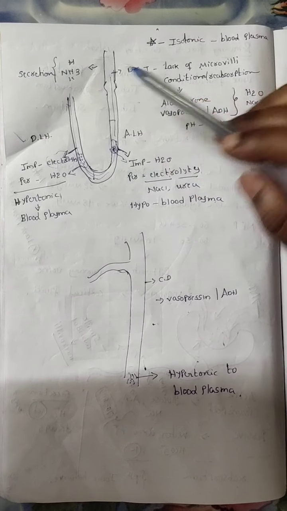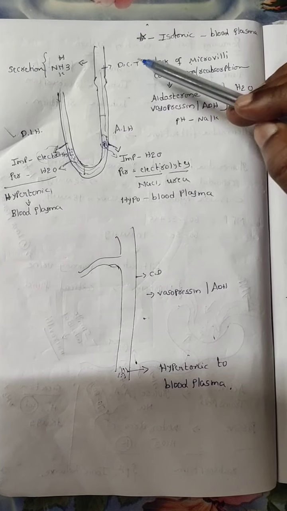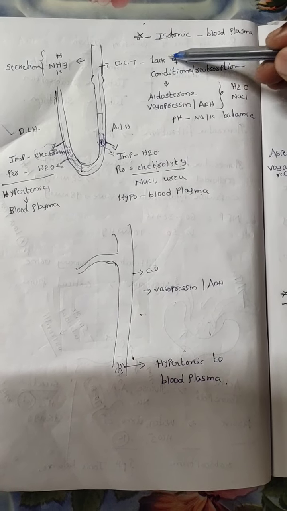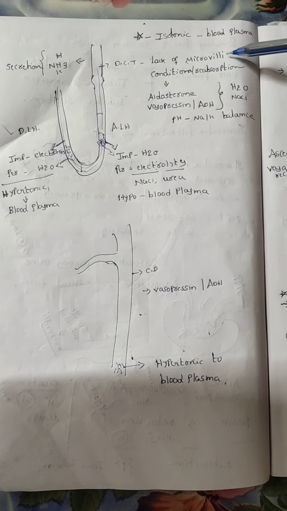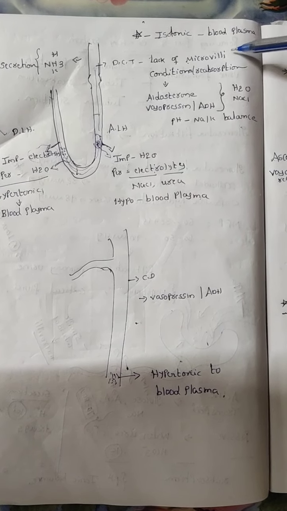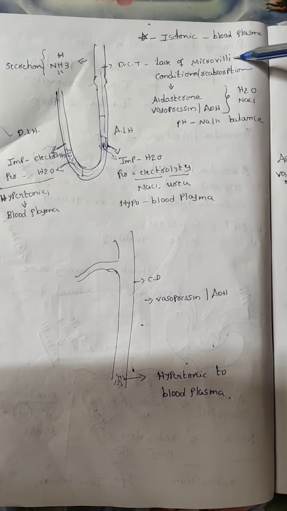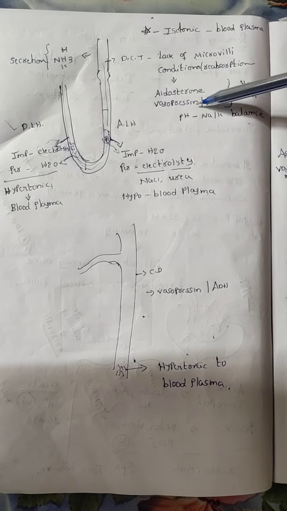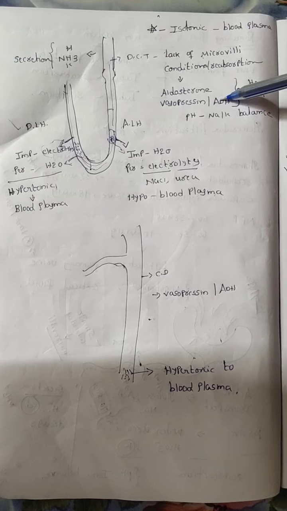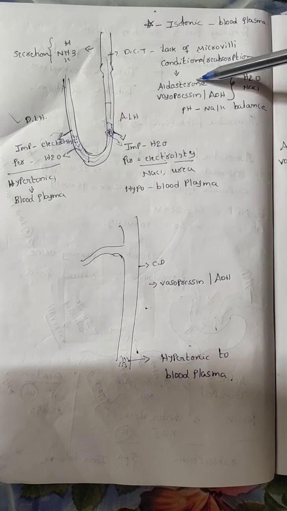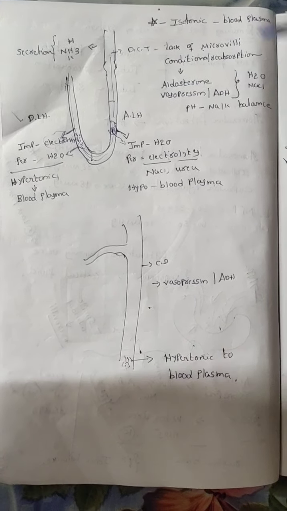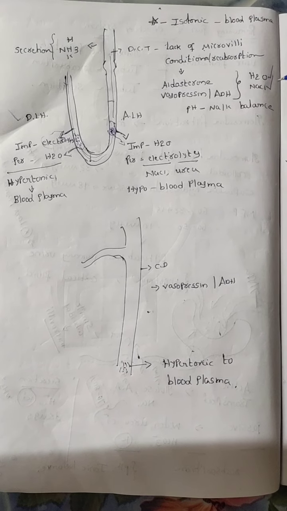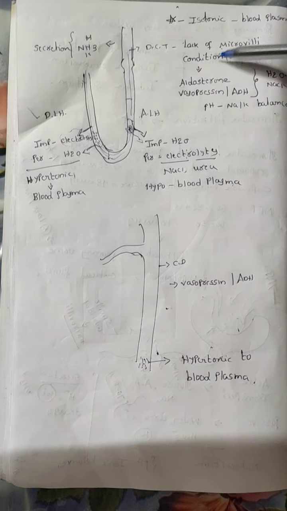Here the PCT and DCT are both lined by simple cuboidal epithelial cells, but the DCT lacks microvilli, that is, brush border epithelial cells are absent. But here reabsorption takes place by the presence of hormones, that is aldosterone, and also vasopressin, the antidiuretic hormone. Aldosterone and vasopressin are mainly useful for reabsorption of water and reabsorption of NaCl. Now here the absorption is called conditional reabsorption.